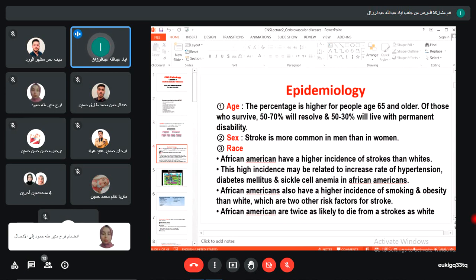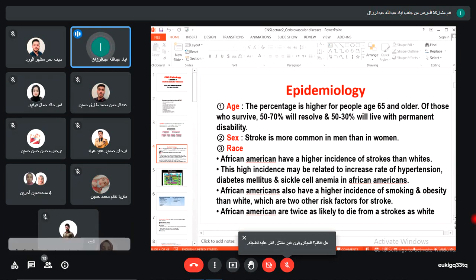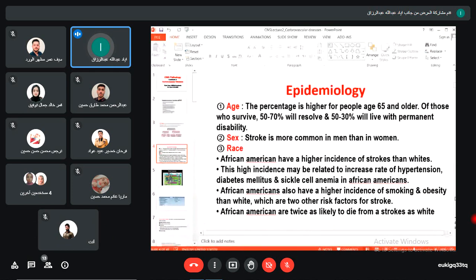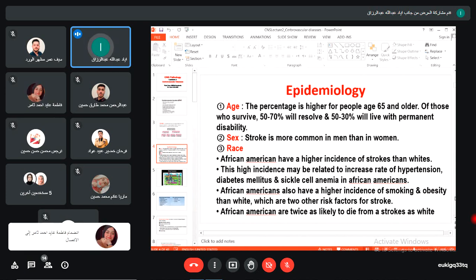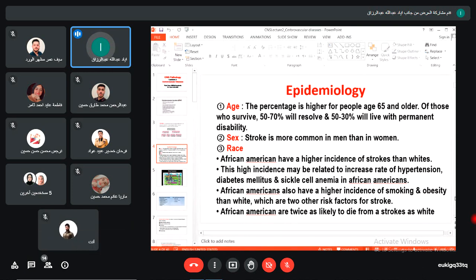Now, let us see the epidemiology: how often, and how important is the problem of stroke. Concerning the epidemiological factors, one is age. Stroke is a disease of the elderly. It often affects those who are 60 to 65 years old. From those affected, either the patient will die or will survive. Among survivors, 50 to 70% will resolve completely, and 30 to 50% will live with permanent disability. So the first factor concerning the epidemiology of stroke is age, and it affects people above the age of 60 to 65.